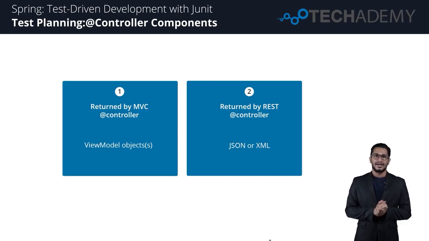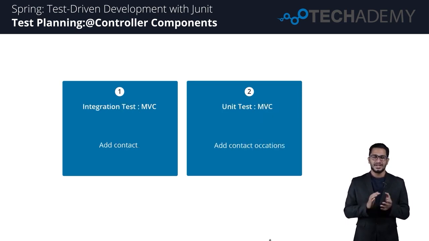So for example, MVC controllers usually return a view model object to some type of web page or HTML page that knows what to do with that model. On the other hand, REST controllers tend to return a JSON or XML response. For our illustrations, we will get test-driven development practice focusing on MVC style controllers only. Just as we did earlier, we will stick to our familiar scenario of testing our add contact behavior for a new contacts management feature.